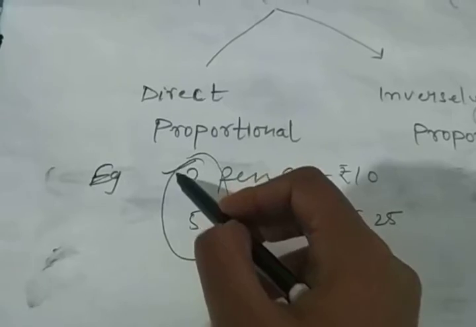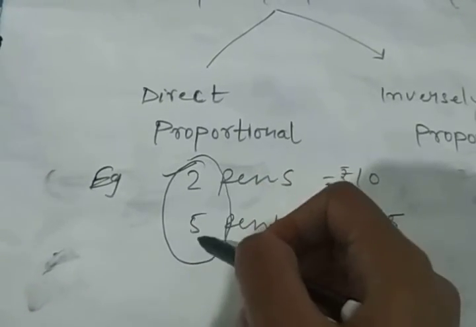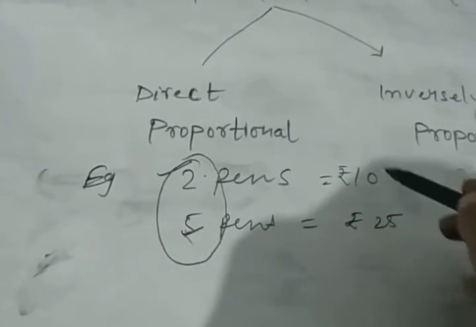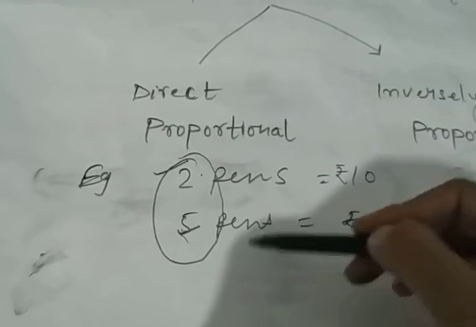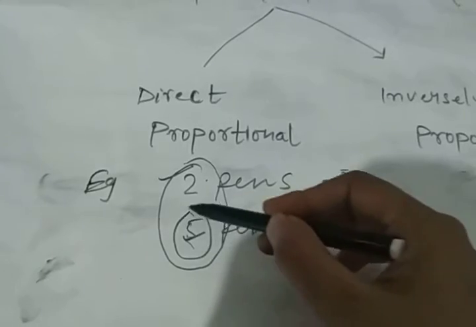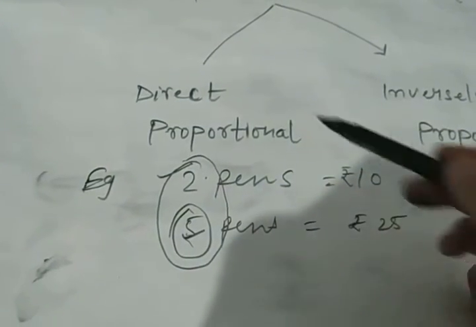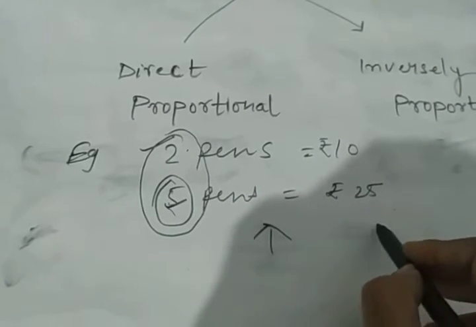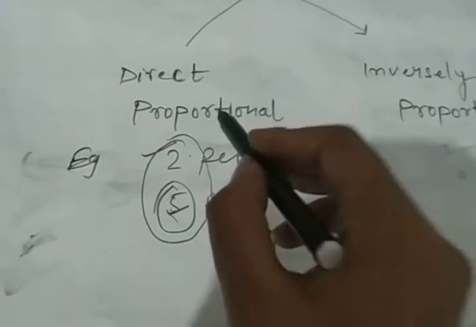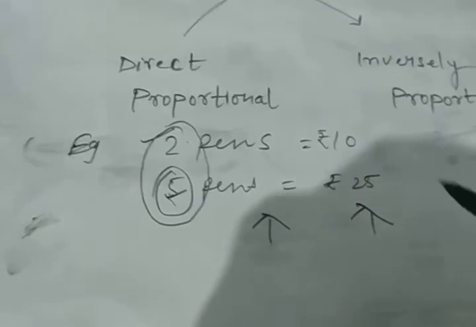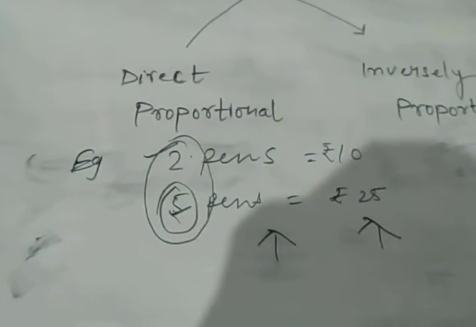We increase from 2 pens to 5 pens, and then the price of these pens will increase when we increase the quantity of anything. So that is a direct proportion. When we change one, increase one, the other also increases. We increased the quantity of pens, bought 5 pens instead of 2, so the price also increases. We have to pay 25 rupees instead of 10 rupees.